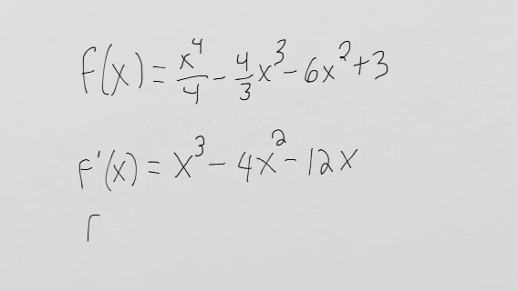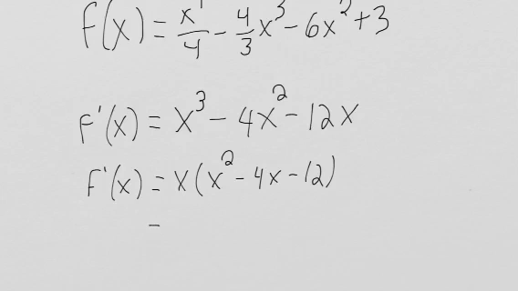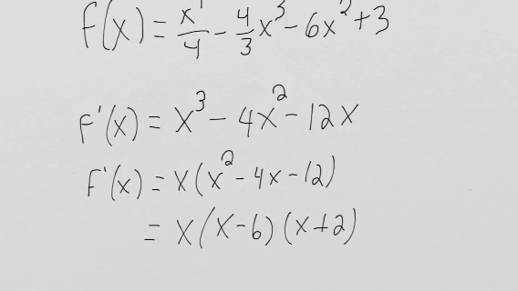So carrying on, we have f'(x) equals x^3 - 4x^2 - 12x. Now remember, the goal is to set this equal to 0 and figure out what the x-intercepts of f' are. So the first thing we're going to do is factor out a common factor, which is an x, so we're left with x^2 - 4x - 12, and we're hoping this will be factorable. And of course it is, so we have x times (x - 6) times (x + 2).